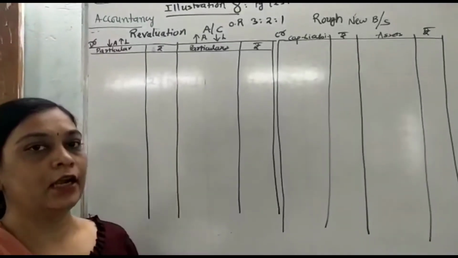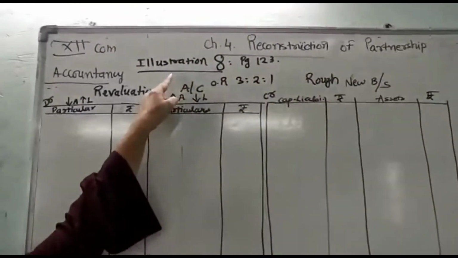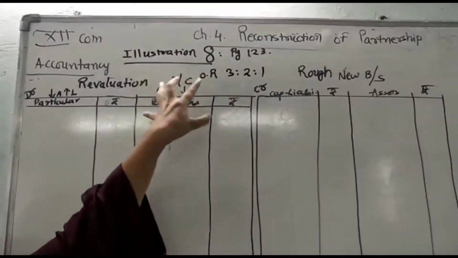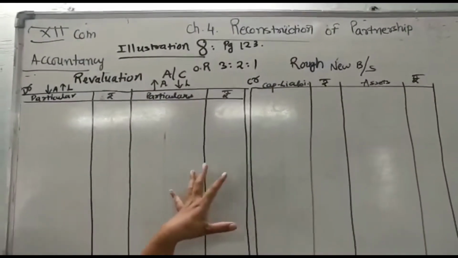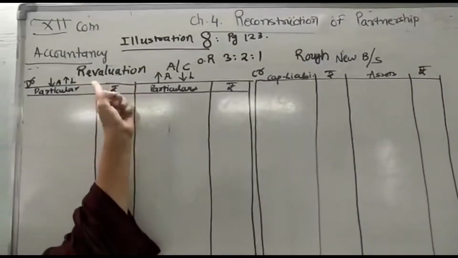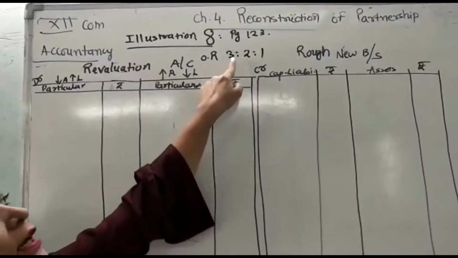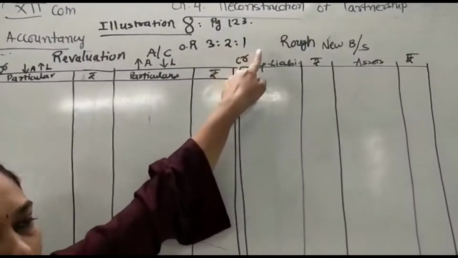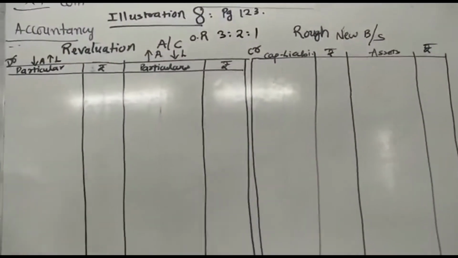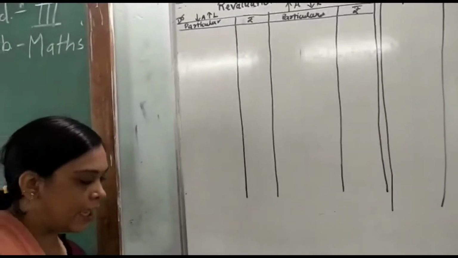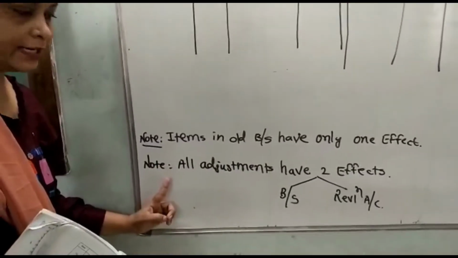Now let us start chapter number 4, reconstruction of partnership. In illustration 8, when you read the question at home from the textbook, it is written to make a revaluation account. There are 3 partners and their old ratio is 3:2:1. When you refer to my steps of the previous video, here in short there are 2 notes I have written.